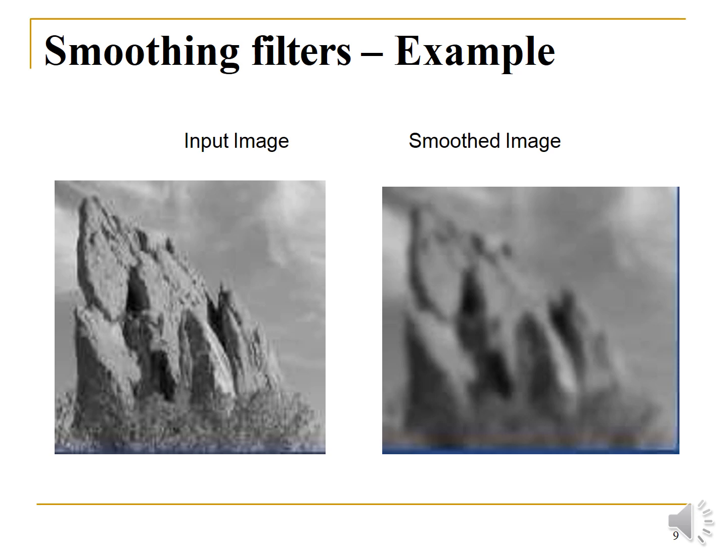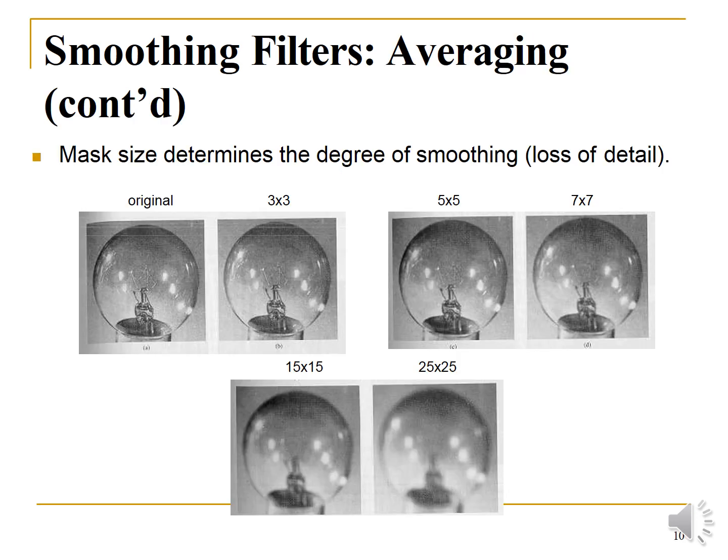This is the input image, which is not that clear. What we are doing is applying a smoothening filter to this particular input image, and the smoothened output image is obtained. Now we are taking another example.